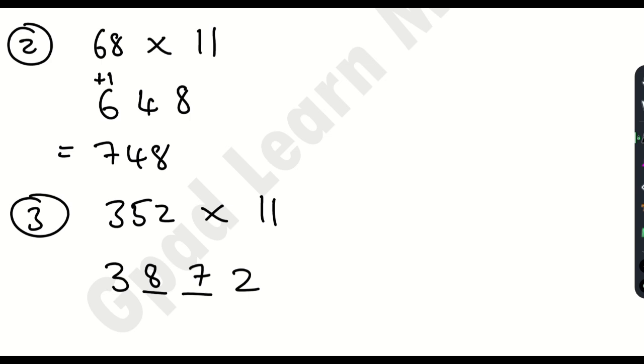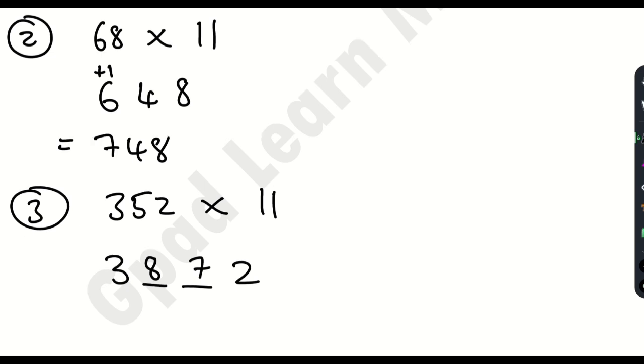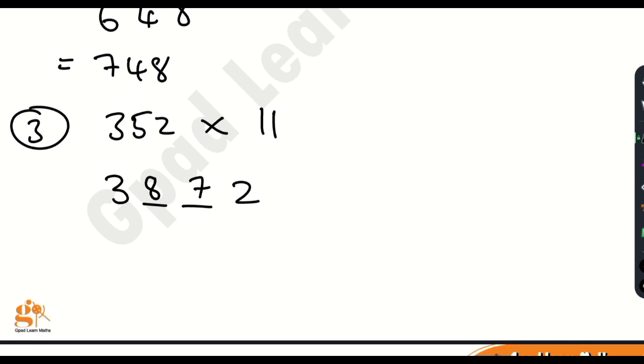I know you're going to ask me, what if when we add the 2 digits, the result is more than a single digit? Here, when we added 3 to 5, we had 8, just a single digit. When we added 5 to 2, we had 7, just a single digit. But what if we add the 2 digits and it gives us a 2-digit number? What are we going to do? Let me show you in the second case here. For number 4, still on multiplying a 3-digit number by 11, let's try this one out.